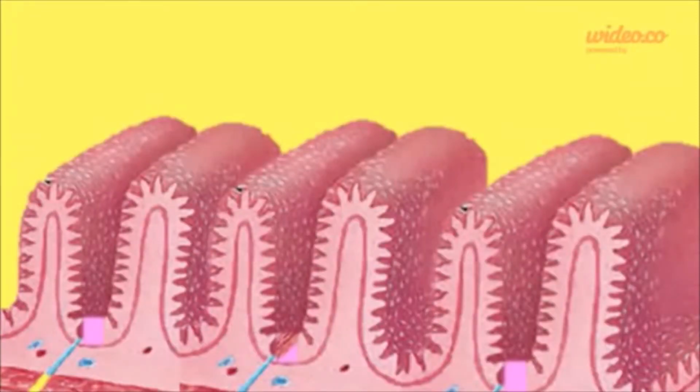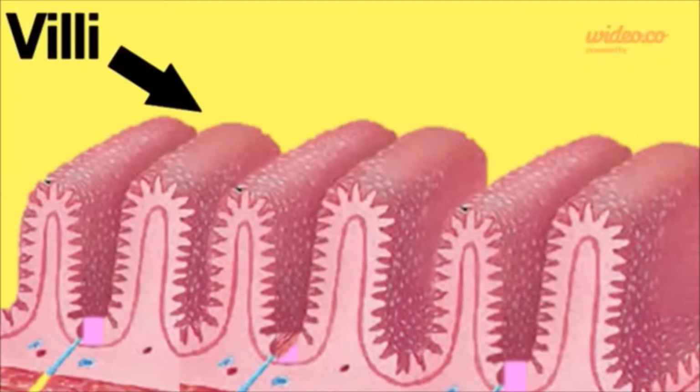In addition to the large space, it is lined with millions of little tag-like structures called villi, and on each villus there are hundreds of microvilli, which makes for even more absorption. The small intestine is made specifically for what it does.